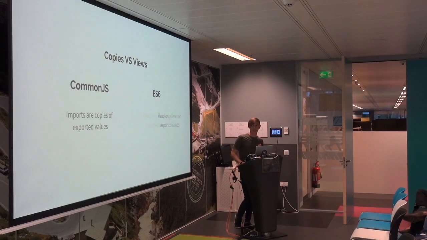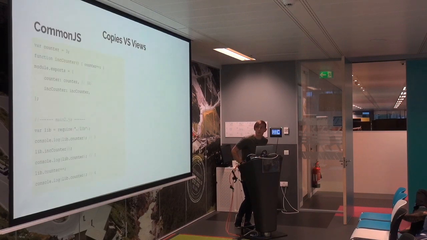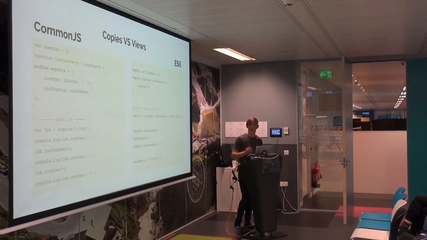And ES6 read-only views of exported values. Let's see an example a little bit in here. The idea is that if we export counter as an attribute and a counter as a function itself, it doesn't have any access to the module itself, but we can modify the counter. In ES6, on the other hand, counter can actually affect the variable inside the module, but you cannot actually modify the variable or attribute in the imported module.